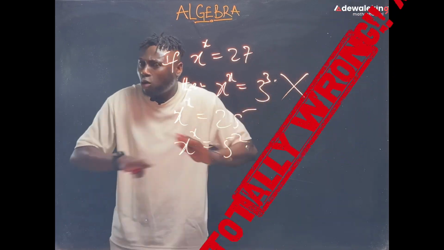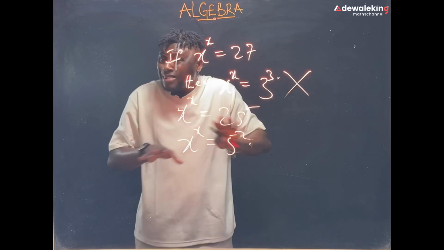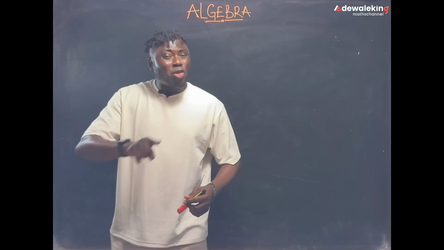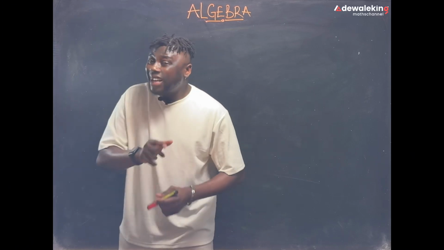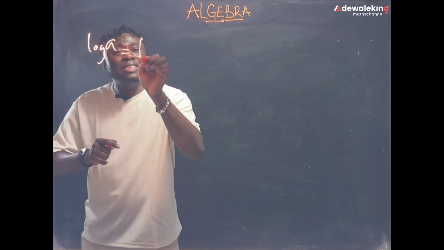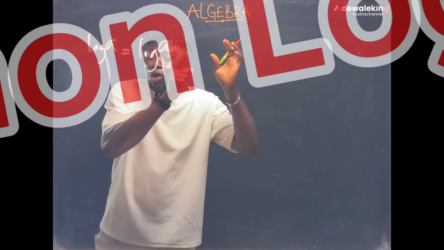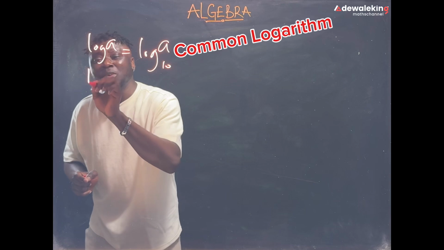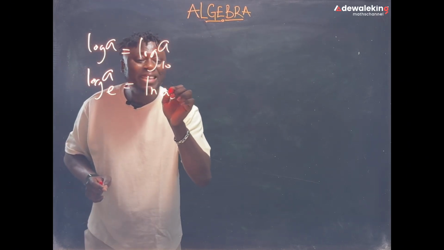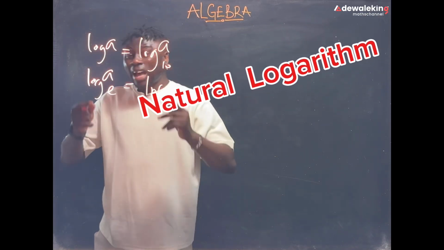That is totally wrong. So for your information, this x and this x, they are not the same. So this is totally wrong. You will recall from my previous logarithm video that I said log a is the same thing as log a base 10. This is a common logarithm. I also said log a base e is equal to ln a. This is a natural logarithm.